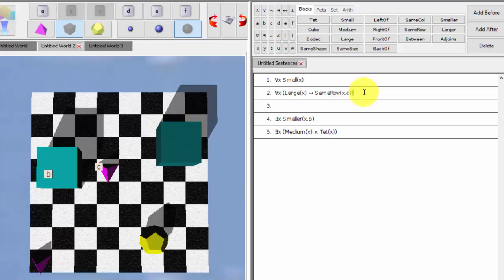So now, it's not the case that every one of our large objects is in the same row as C, so it'll turn out to be false. And of course, since we have large and medium things in this world, it's not the case that everything is small, so it'll be false.